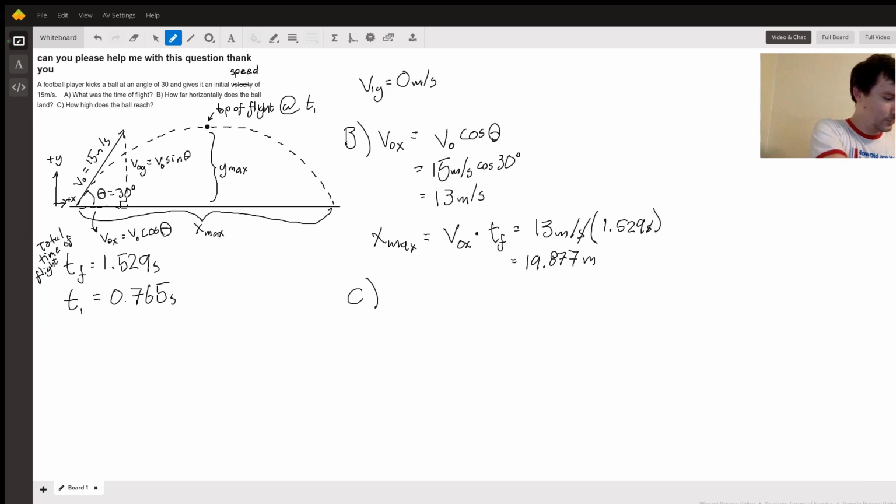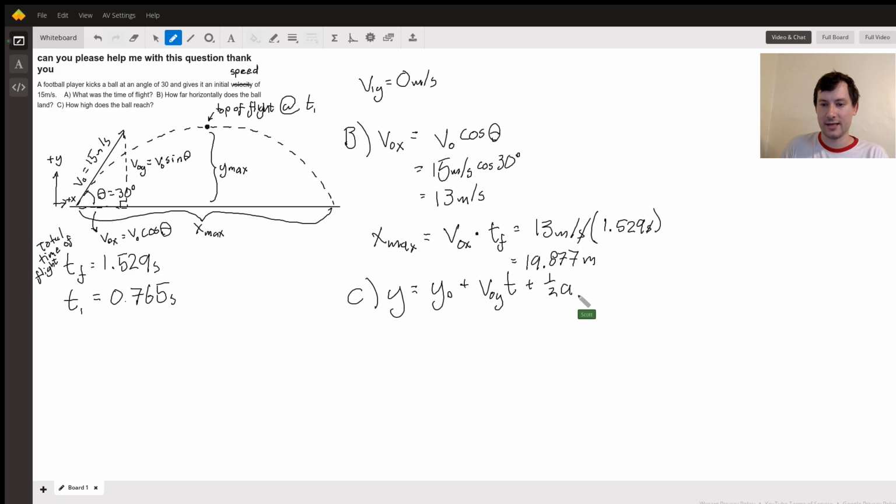But what we can do is we can then use the other kinematic equation, the kinematic equation for motion under acceleration. We can say that your y position at any given moment in time is equal to your initial y position, plus v naught y times time, plus 1/2 times a y t squared. Now this is true for any y and any t, but we're actually specifically looking for our y max. And we know that our y max happens at time t1, which we have here.